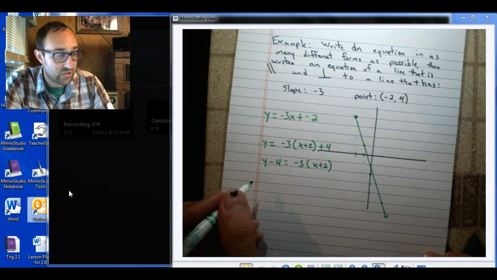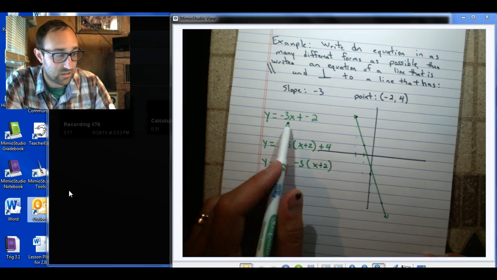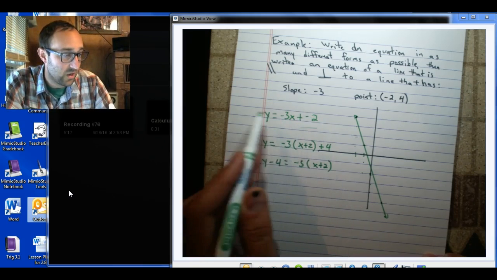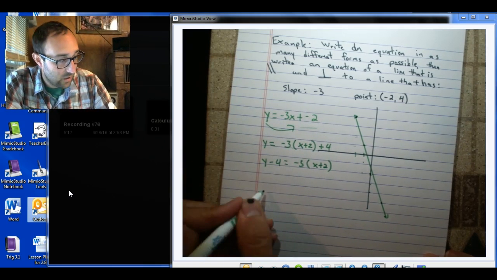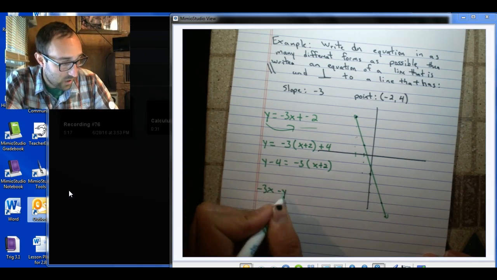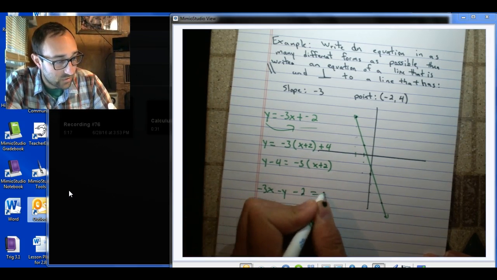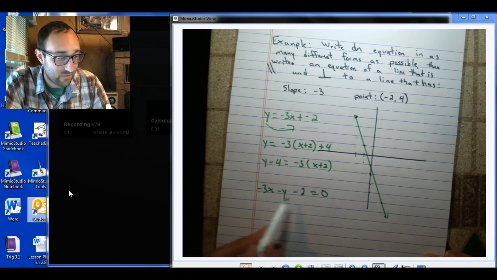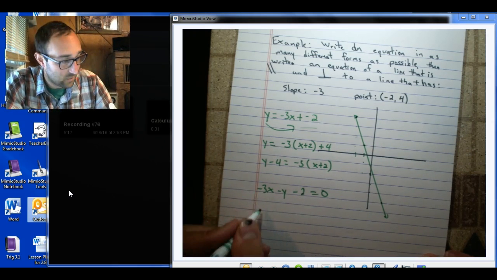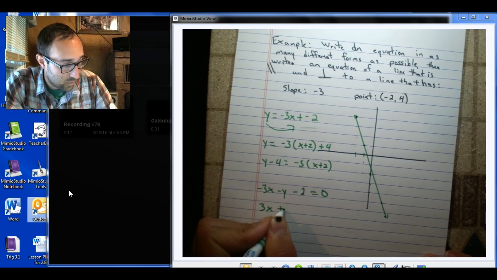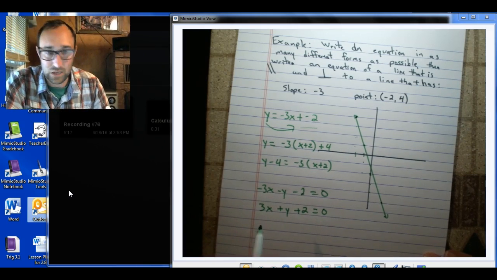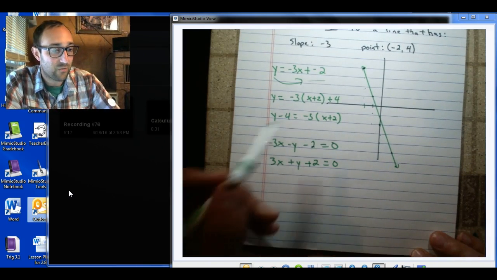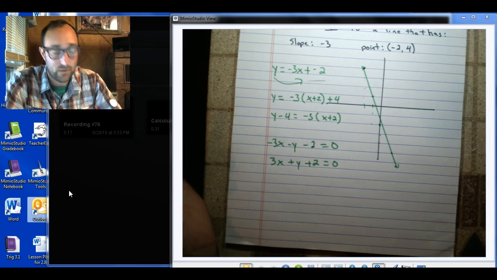Okay, if we want it in general form, ax plus by plus c equals 0, I would just take this one, move the y over there, and we pretty much have it. So it would be -3x minus y minus 2 equals 0. Some people don't like that for general form. They don't like all those negatives, so we could also say 3x plus y plus 2 equals 0. Either way will be okay because we just multiplied everything by -1. Alright, so there's general form. We can't write this as a vertical line or a horizontal line, obviously.